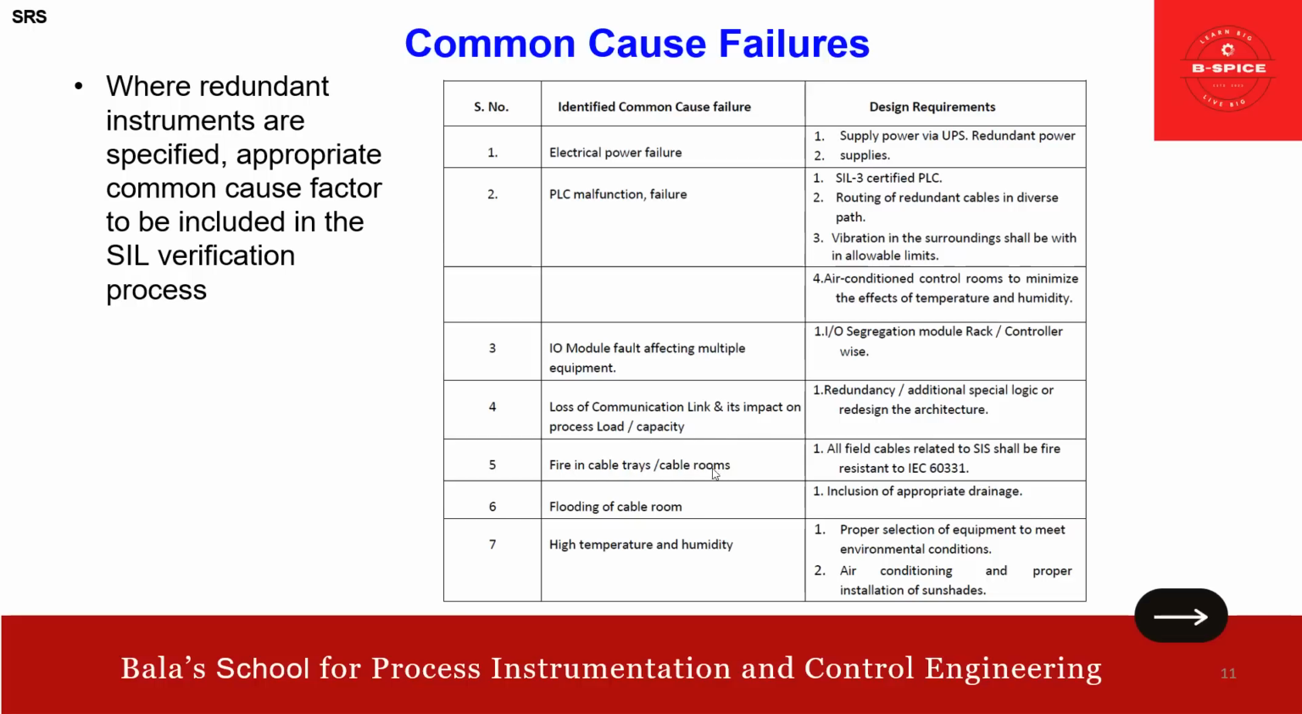Then fire in cable tray, cable room. So all field cables shall be fire resistant. So that is the mitigation. IEC 60331. Remember this. And flooding of cable room, so inclusion of appropriate drainage. Then high temperature and humidity. For that we have to go with proper selection of equipment to meet the environmental condition. And of course the air conditioning and proper installation of sunshades.